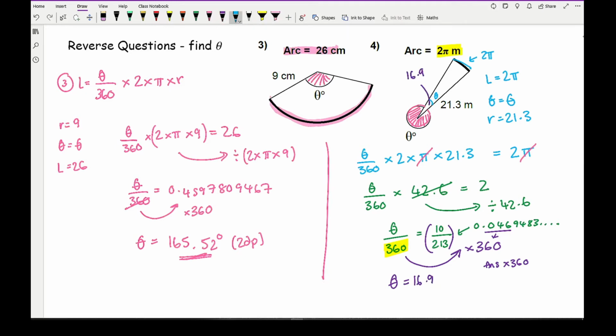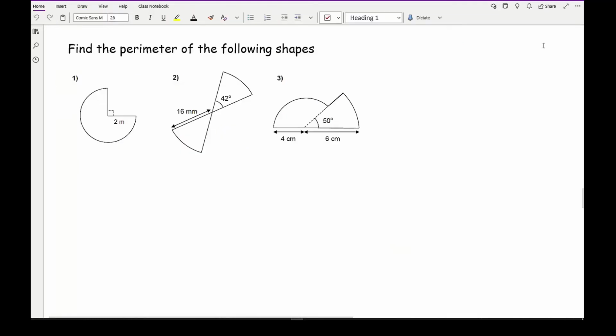Now, the problem we need to remember is that this angle here is 16.9, but the angle that we need to work out is this angle here. So to work out what theta is, I need to do 360 take away 16.9, or whatever that decimal is, which is 16.9014 and so on. So do 360 minus that answer, and it gives me a final answer of 343.1 degrees, and there is my final answer.